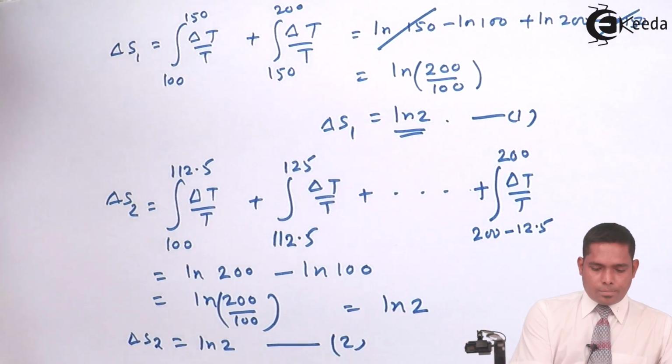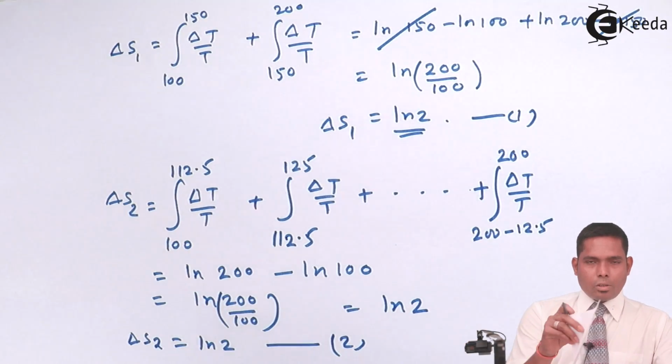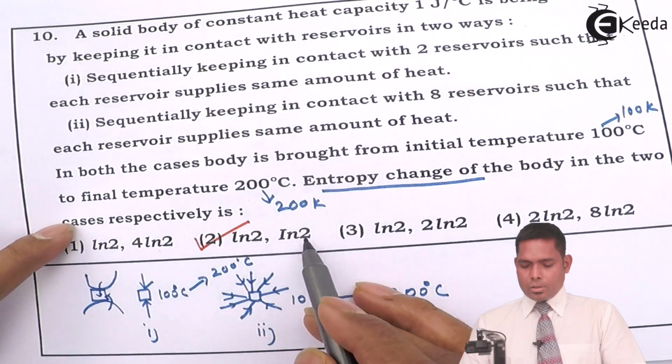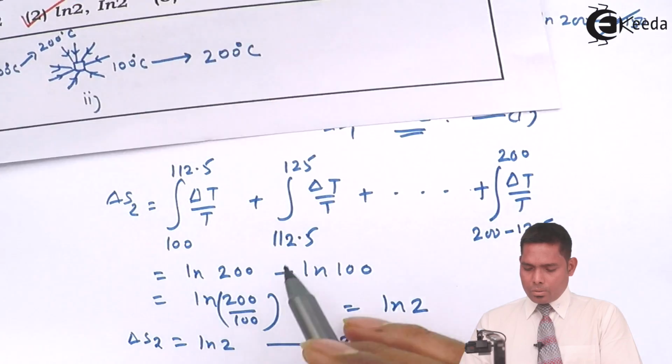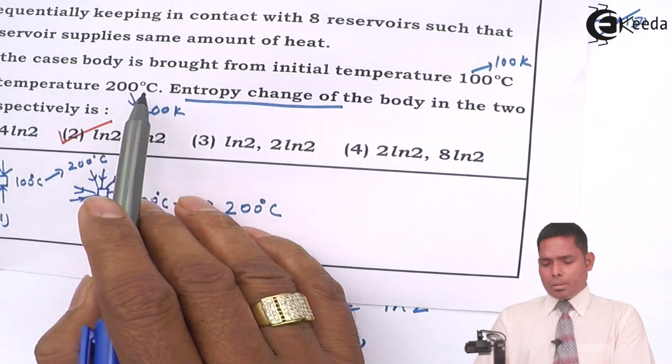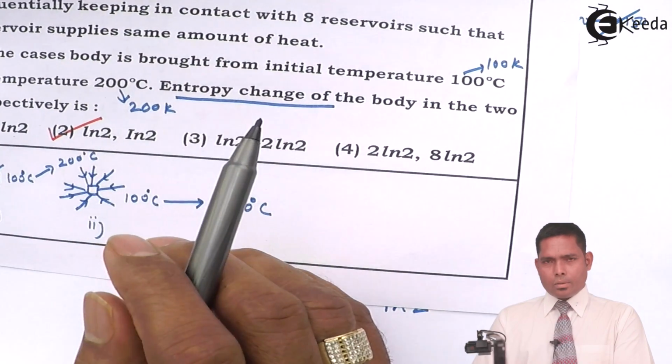Then in the question, if you see the question paper, you will see ln 2 and ln 2 over here, and we are also getting ln 2 and ln 2. So there is a mistake. The mistake is that this should be in Kelvin, not in centigrade scale. Okay, thank you.